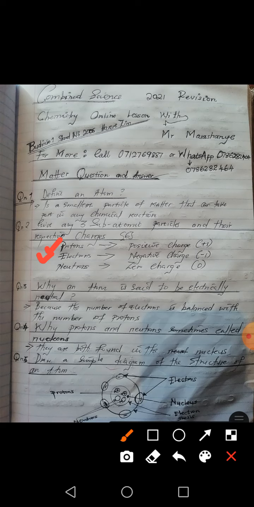So proton is a subatomic particle. Electron is a subatomic particle, but the relative charge for protons is positive, which is +1, and the relative charge for electrons is negative, which is -1. And the last one is called neutrons. Neutrons is one of the subatomic particles, and its charge is 0. I think you are assisted.